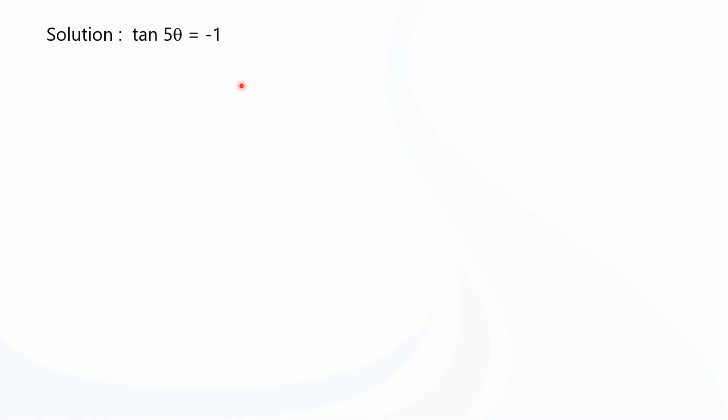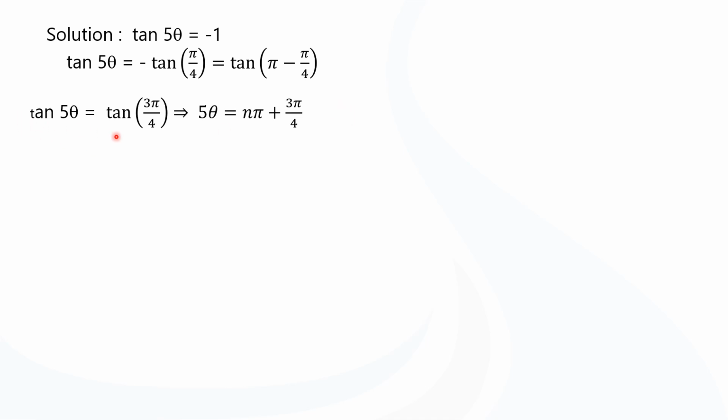So we solve this mathematically now. Tan 5 theta is equal to minus 1 can be written as minus tan pi by 4, and tan is negative when it is in the second quadrant. So that can be written as tan of pi minus pi by 4. Tan of pi minus theta is minus tan theta. Now this becomes tan 5 theta is equal to tan 3 pi by 4. So 5 theta will be equal to what? n pi plus 3 pi by 4. This is using the general solution formula for tan x is equal to tan alpha. Divide by 5, so you are getting theta is equal to n pi by 5 plus 3 pi by 20.